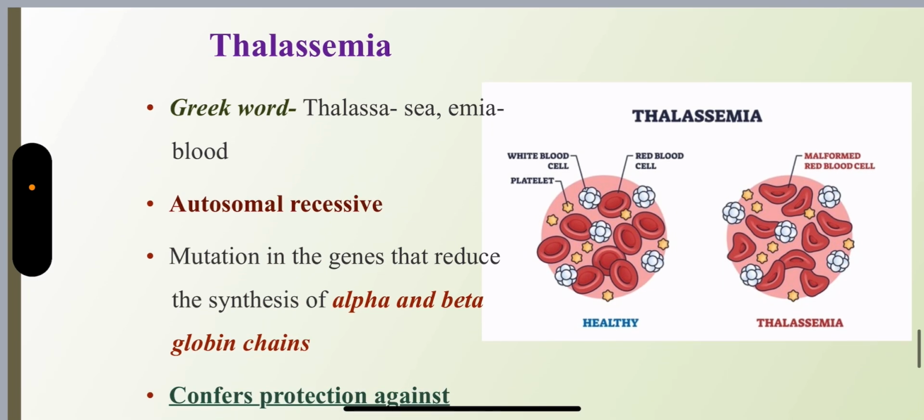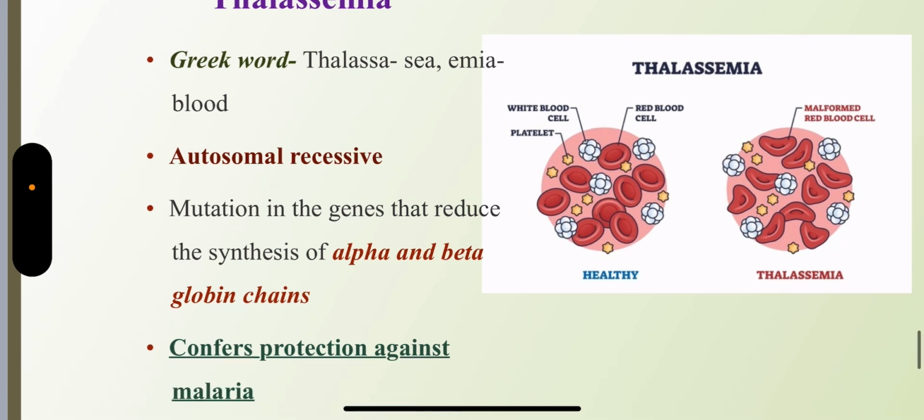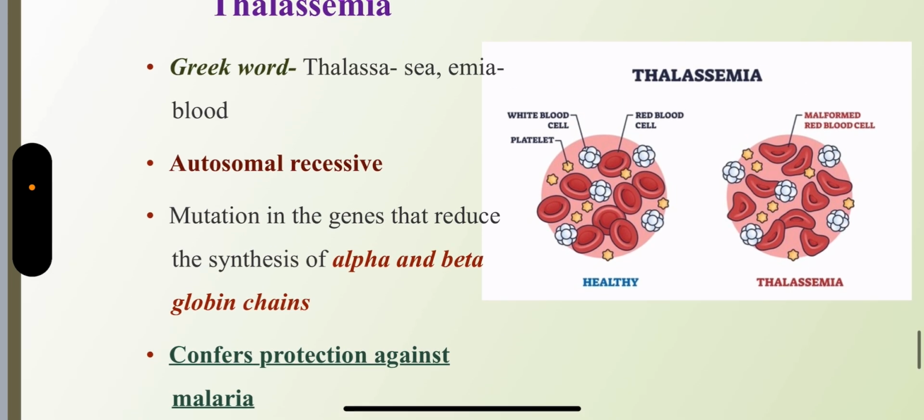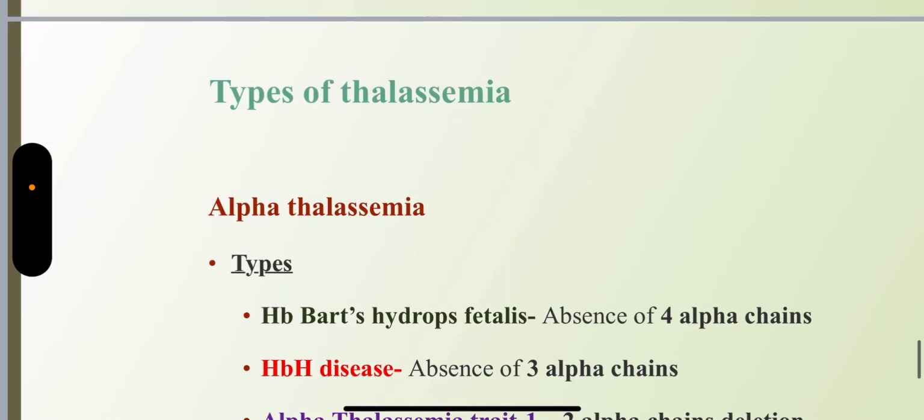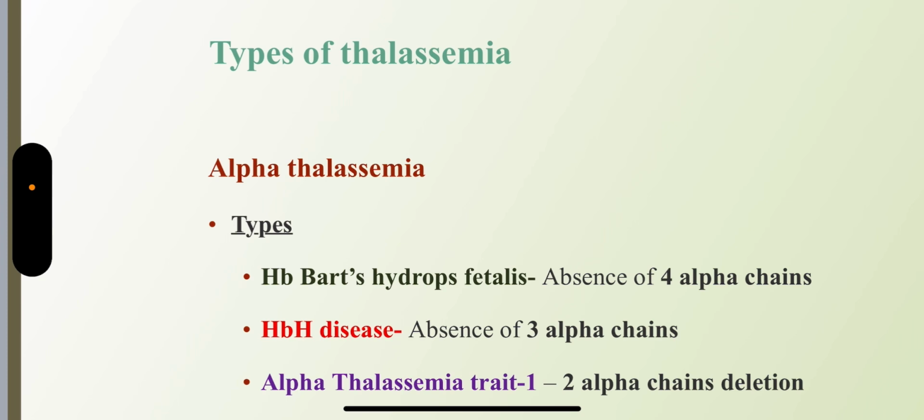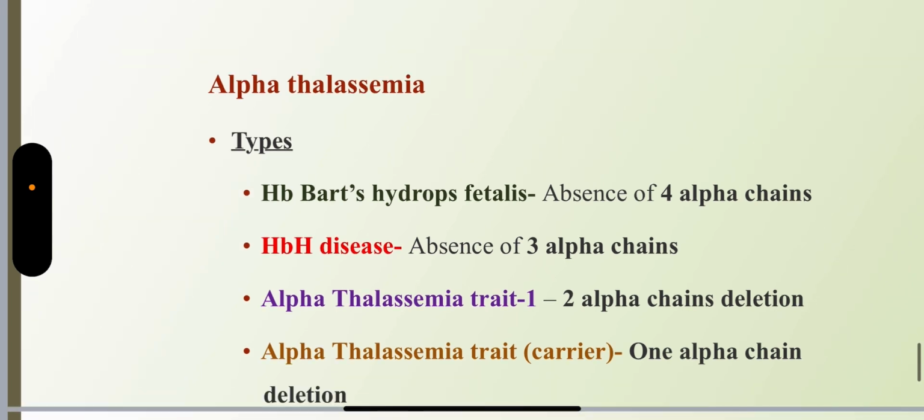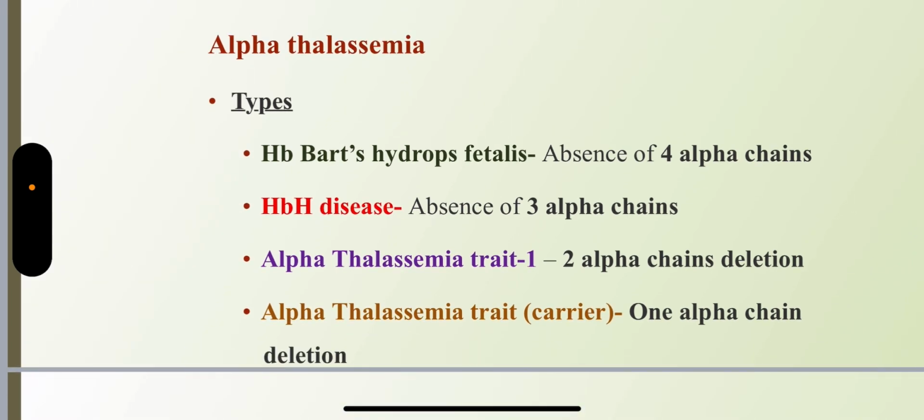Next one is thalassemia. It is an autosomal recessive condition and there are mutations in the genes that reduce the synthesis of alpha and beta globin chains. It confers protection against malaria. So basically there are two types of thalassemias depending upon the absence of particular globin chains. Alpha thalassemia is again subdivided into 4 types.